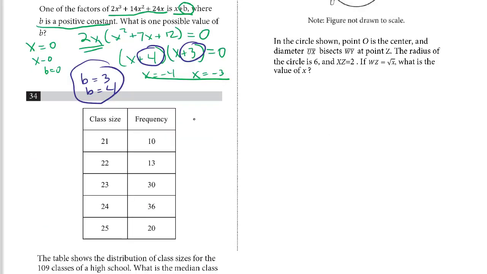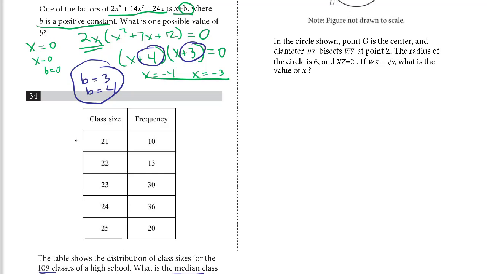34. Okay, we've got a frequency table. Be careful about calculating means and medians on frequency tables. It's the same concept as a histogram, but in a chart format. So you should know how to do this and know the unique characteristics of frequency tables. Anyway, with that said, let's look at the question. The table shows the distribution of class sizes for the 109 classes of a high school. What is the median size at the high school?